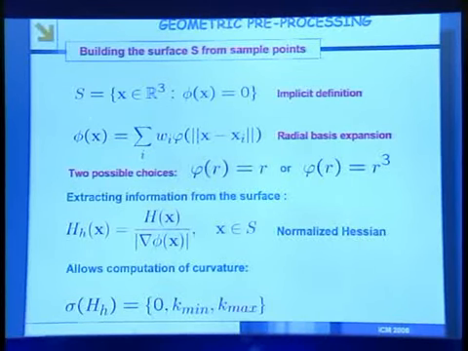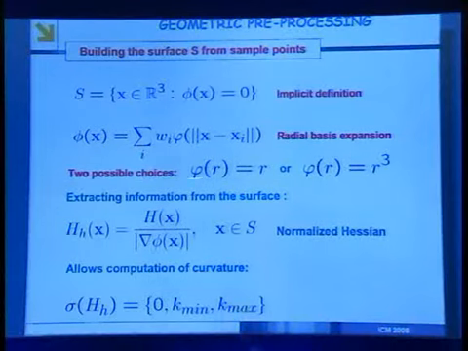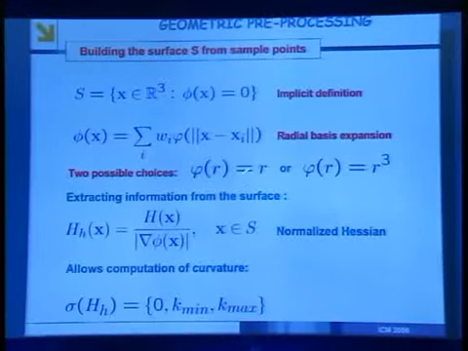Now, the surface, which is the external surface of an artery, for instance, is defined by an implicit definition, by the level set of a function phi, say. And phi typically is represented by radial basis expansion. So phi of x is the sum of certain weights times radial functions, which depend on the distance from the sample point. And the radial functions can have different forms. They can be phi of r equal to r, that's the linear case, or most often this is phi of r equal to r to the power 3.